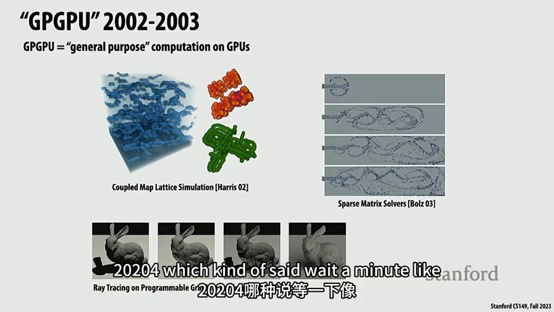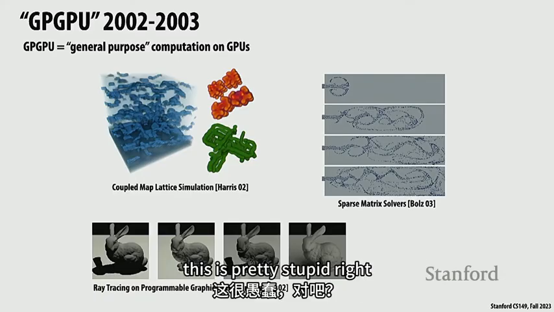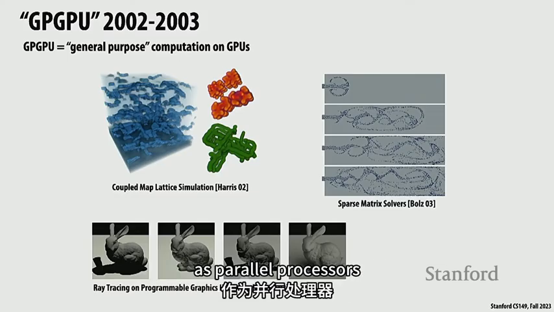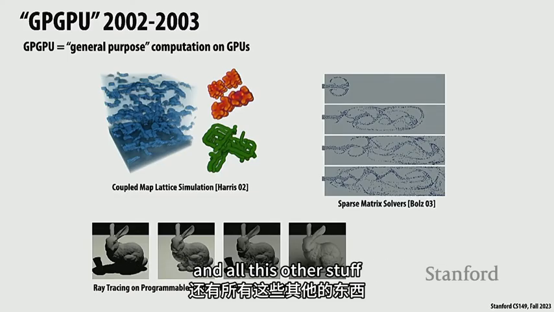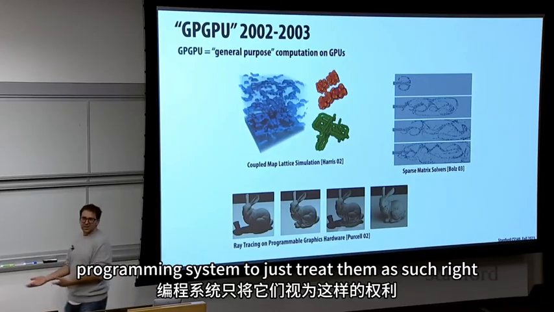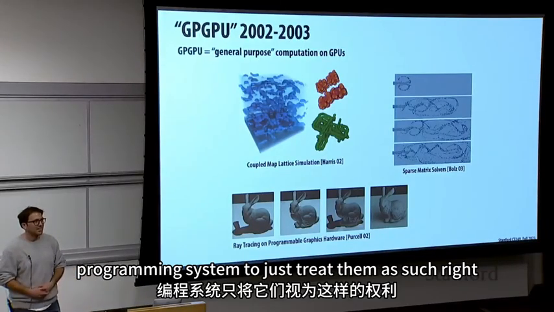Now, there was a research project at Stanford in 2004 which kind of said, wait a minute, this is a hack. This is pretty stupid, right? If we're going to use these things as parallel processors, and we all know about data parallelism and all this other stuff, could we just have a proper programming system to just treat them as such, right?